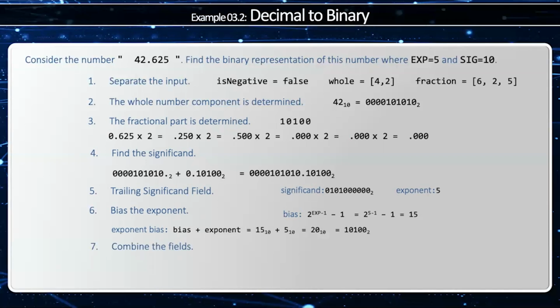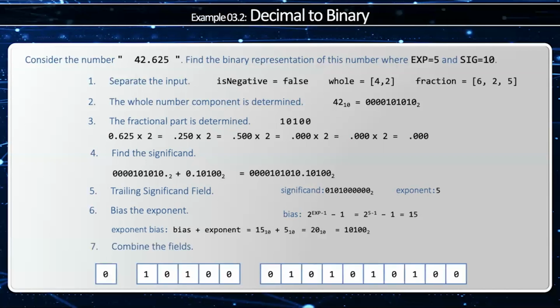And then I'm going to combine the fields, and I'm going to have 0 because I'm positive, 1, 0, 1, 0, 0, and that's my exponent bias, and 0, 1, 0, 1, 0, 1, 0, 1, 0, 0, and that is going to be my trailing significant field.